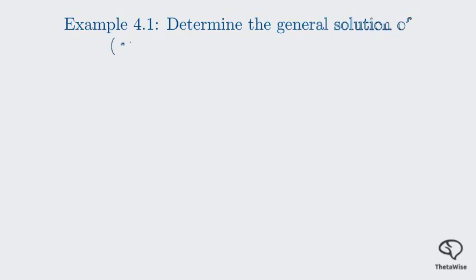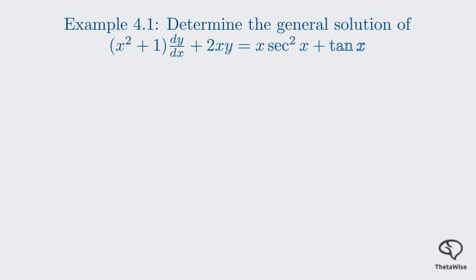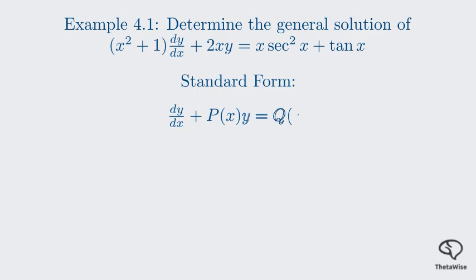Okay, it's time for our first full worked example. We will determine the general solution of the equation (x squared plus 1) times dy/dx plus 2xy equals x secant squared x plus tangent x. Step 1, standard form. The first thing we need to do is rearrange this into our standard form. Remember, the standard form requires the coefficient of dy/dx to be 1. Right now, it's x squared plus 1. So we must divide every term in the equation by x squared plus 1.